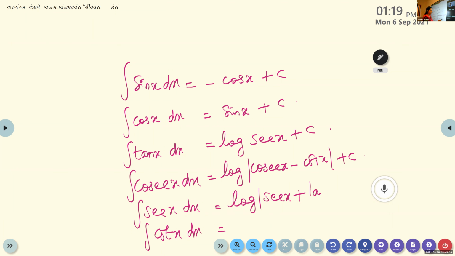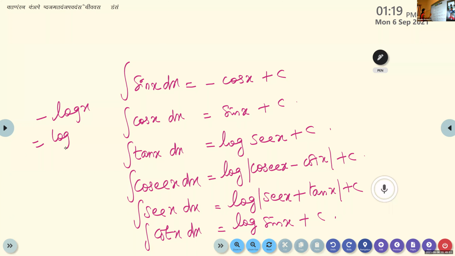What is integral of cot x, Emmanuel? Minus log cosec x plus c. Minus log cosec x we can write as log sin x plus c. Is it correct? Integral of cot x is log sin x plus c. Minus log cosec x is the same as log sin x. This is the property: minus log x is the same as log of 1 by x. This is the property in log we use here.